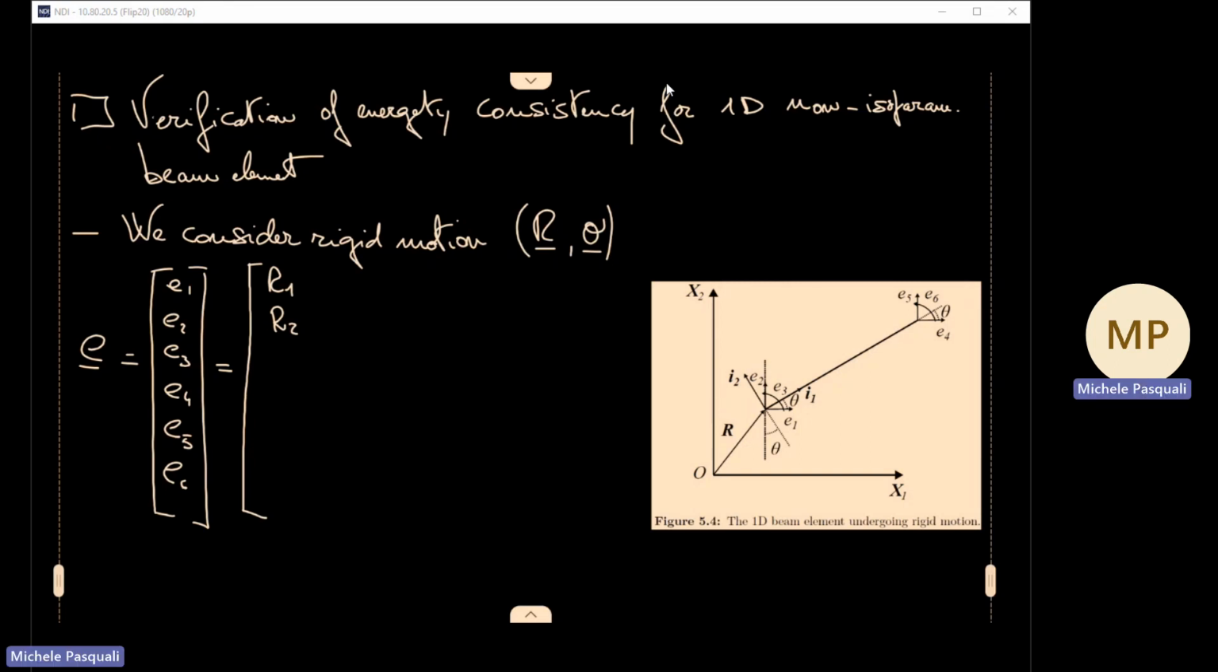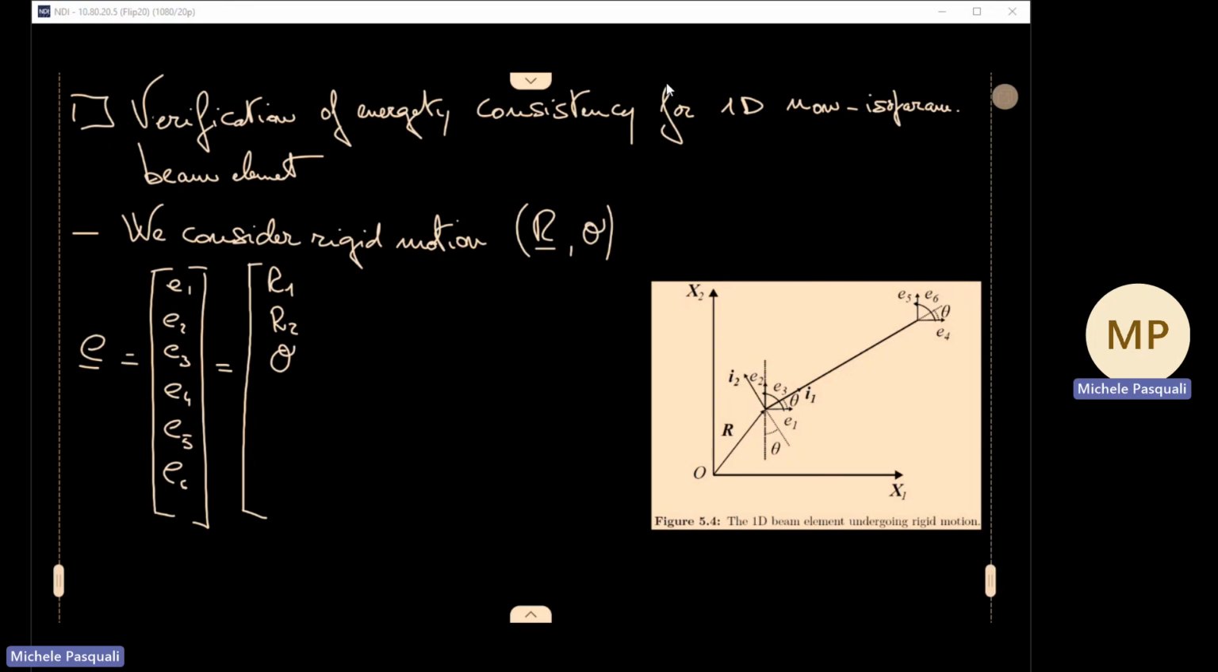E3, which is the rotation of the frame. It's actually, if you remember, the angle between the tangent to the element at that point and the axis x1. So now, basically, there is a rigid motion. So this angle is the angle between I1 and x1, right? So it's theta.